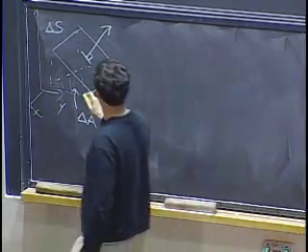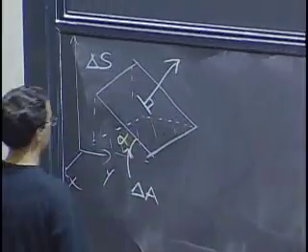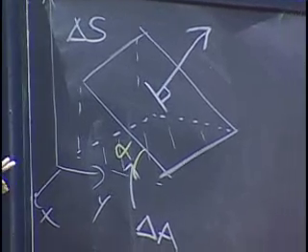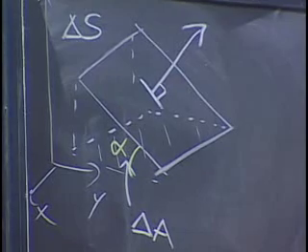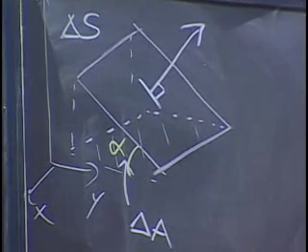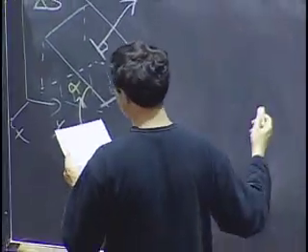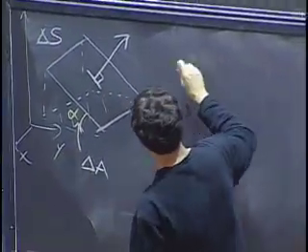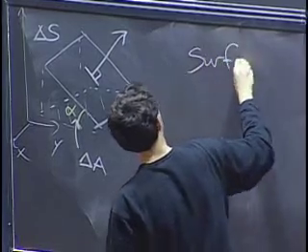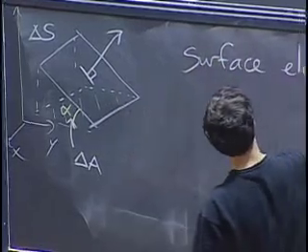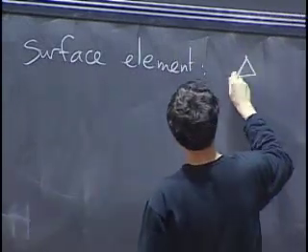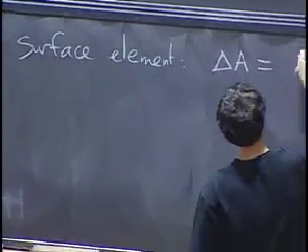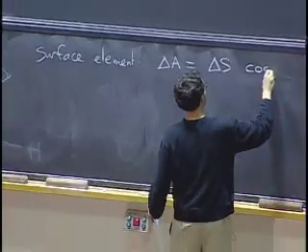Let's call this angle alpha, the angle that our plane makes with the horizontal direction. See, it's all coming together now. The first unit about cross products, normal vectors, and so on is actually useful now. I claim that the surface element is related to the area in the plane by delta A equals delta S times the cosine of alpha.